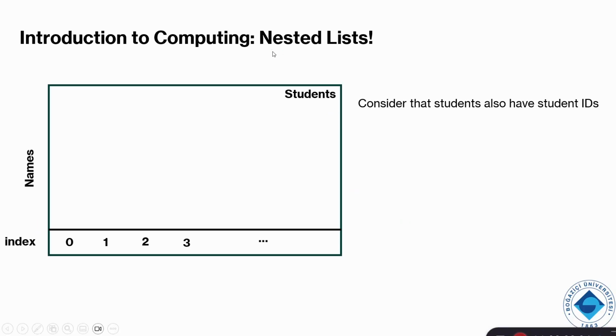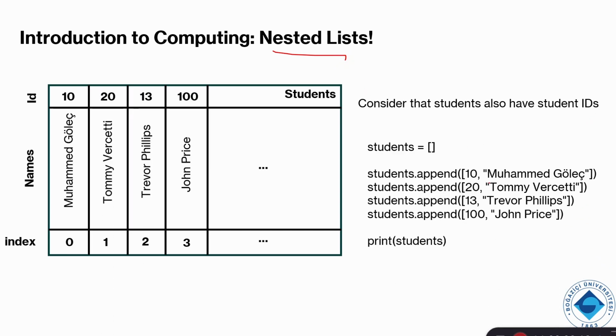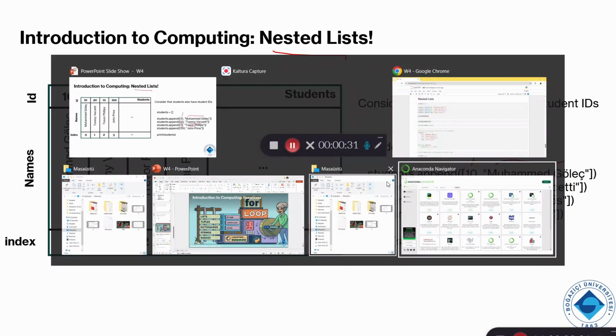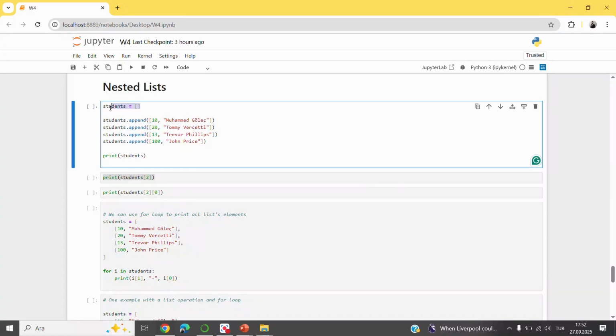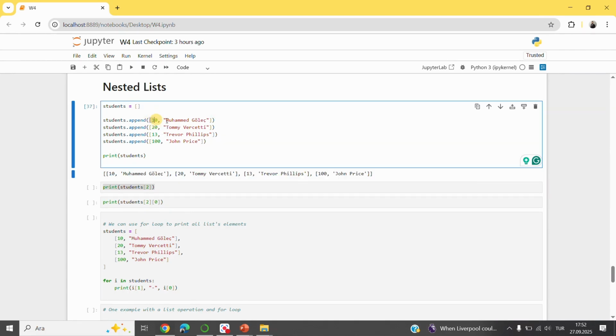Now we can continue with nested lists. Consider that students also have student IDs, so we will have 2 attributes for each: student ID and name, student ID and name, student ID and name. So we are going to create our list by using that. Let's go to Jupyter Notebook again. Okay, first of all, I create student objects from list classes, and I will add 10 student IDs and names. It will go like that.